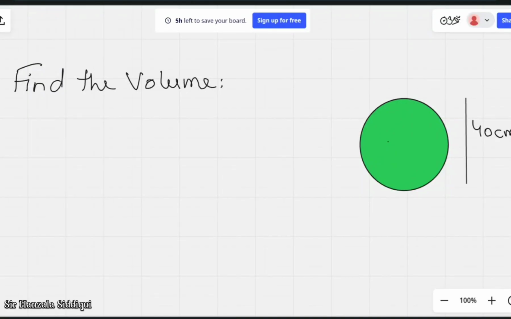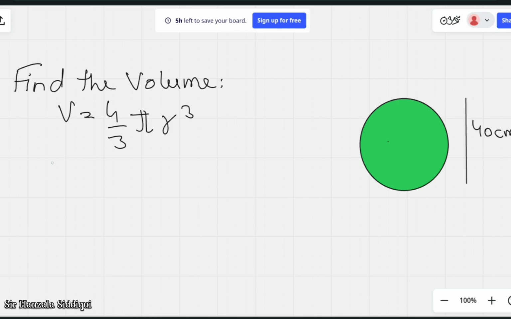In this video we see how to find the volume of any sphere. Okay, so we have a sphere that has a 40 centimeter diameter. First we see the formula, that is V equals 4 over 3 pi r cubed. We know that the radius of this one is 20, because we divide the diameter by 2.